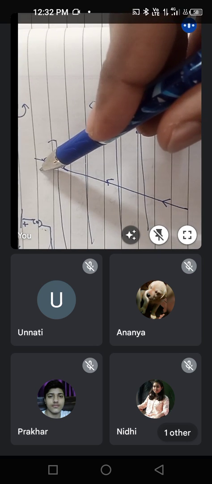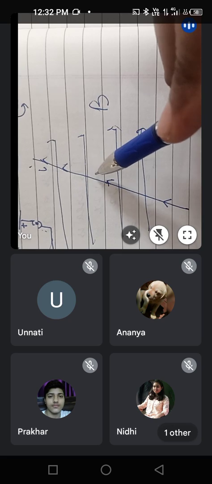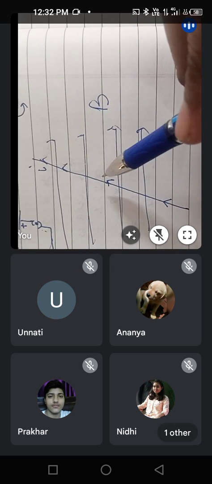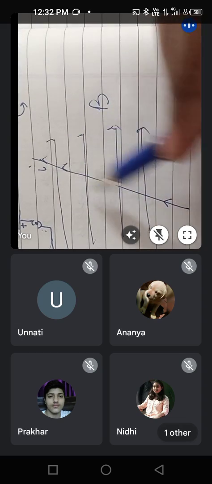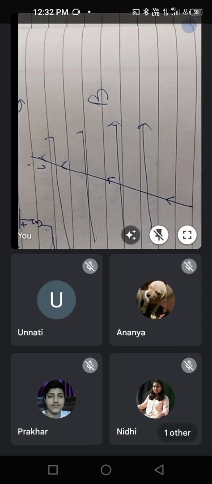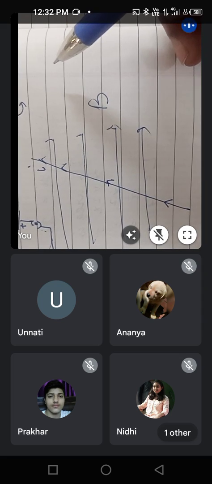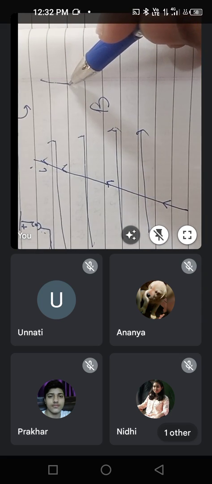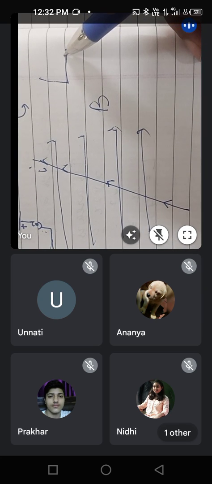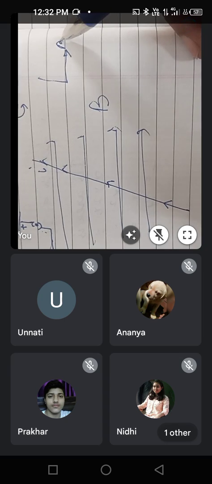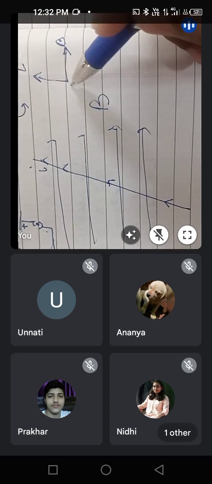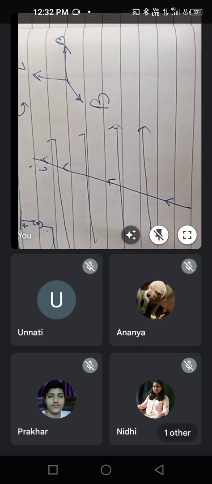So this is the direction of the current, this is the direction of the magnetic field. Say both of them are perpendicular. B is in this direction, I is in this direction. So a force acts on it, which is given by Fleming's left hand rule. If this is the direction of the magnetic field B, this is the direction of the current I, then the force is perpendicular to this.